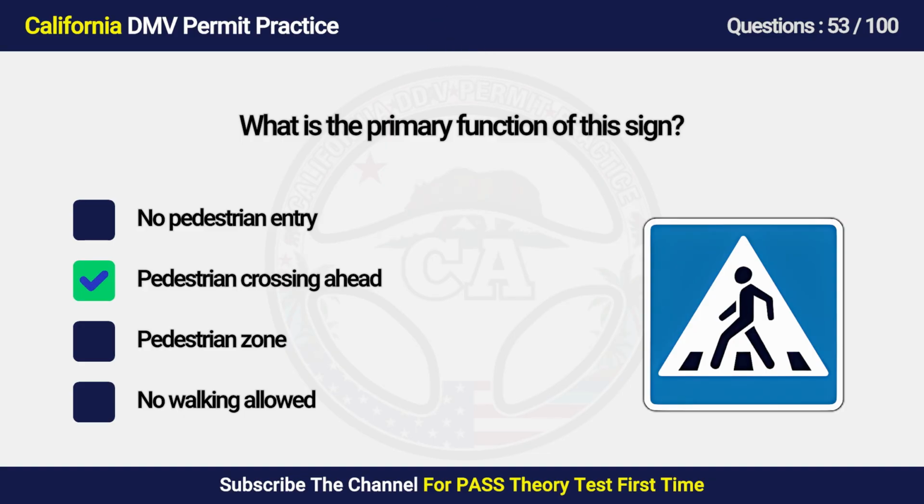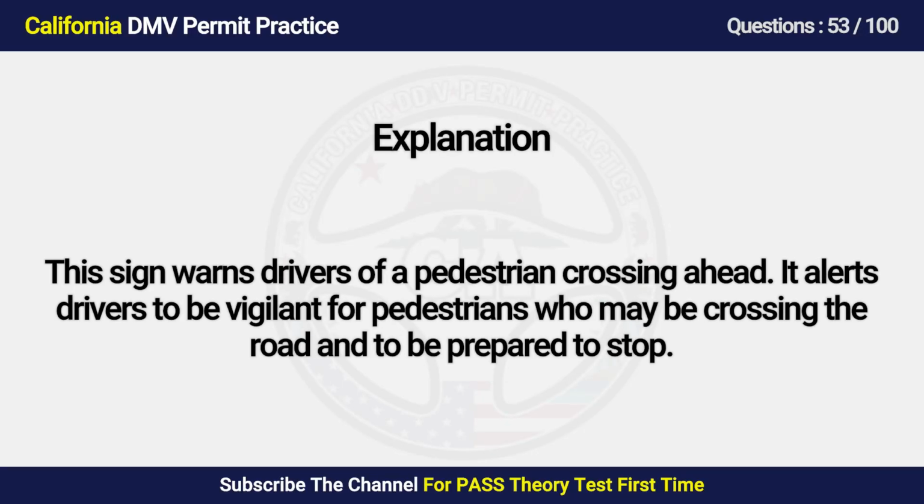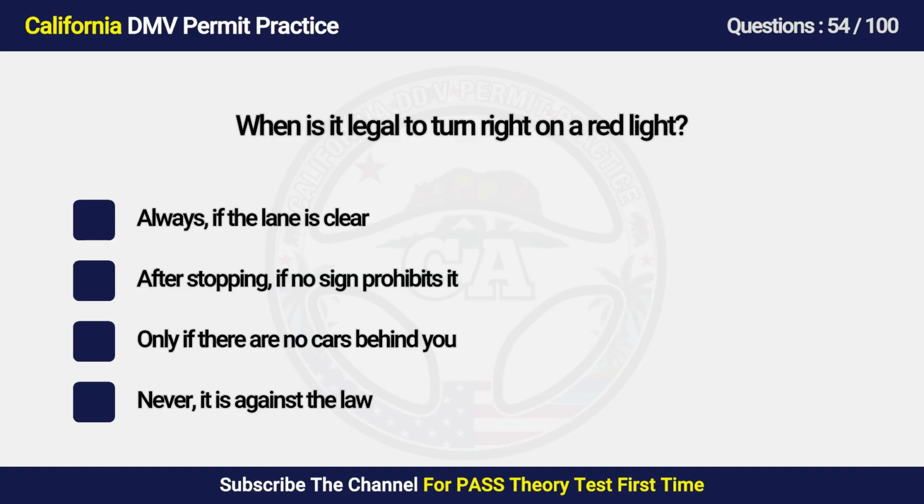Answer is B. Pedestrian crossing ahead. This sign warns drivers of a pedestrian crossing ahead. It alerts drivers to be vigilant for pedestrians who may be crossing the road and to be prepared to stop. Question 54. When is it legal to turn right on a red light?